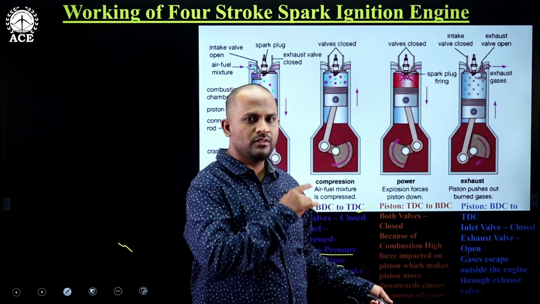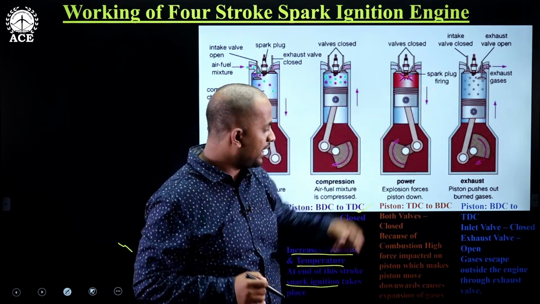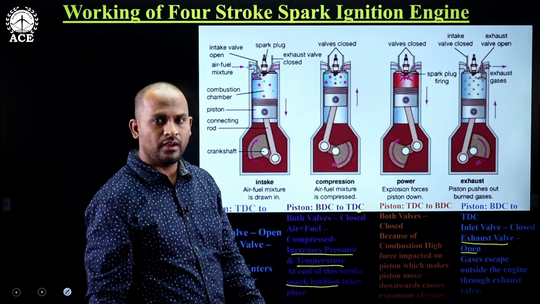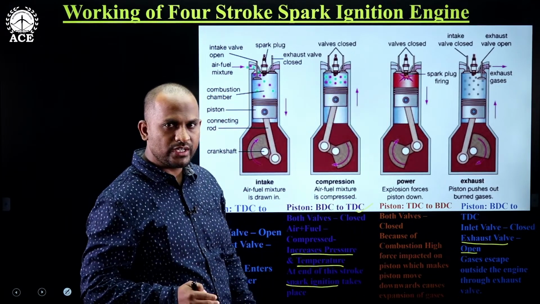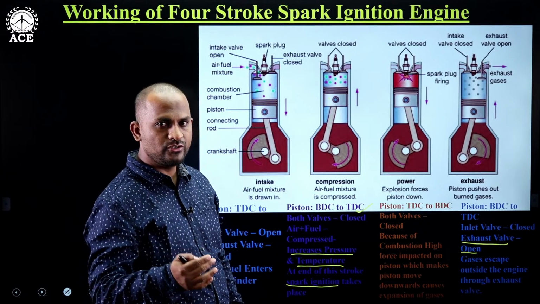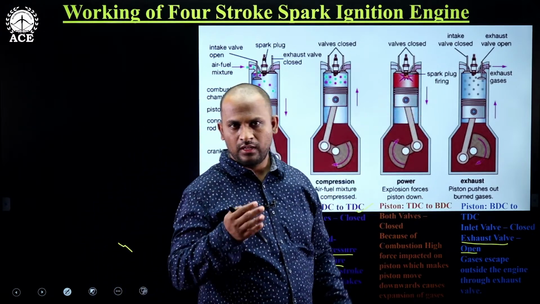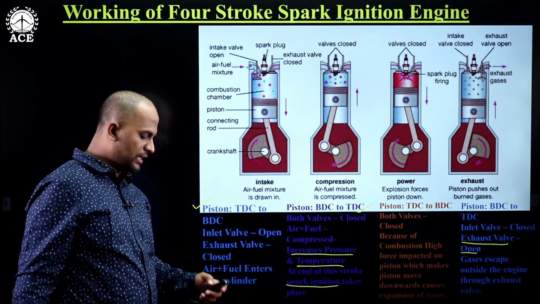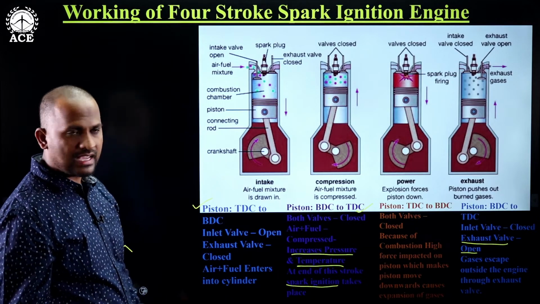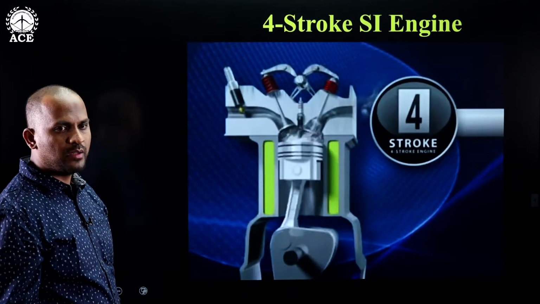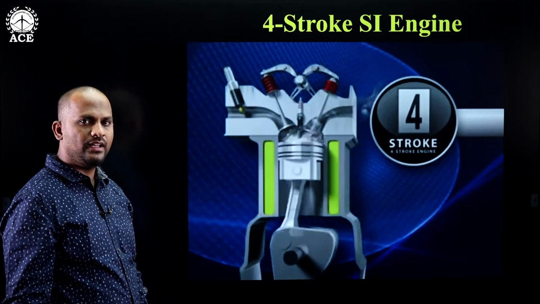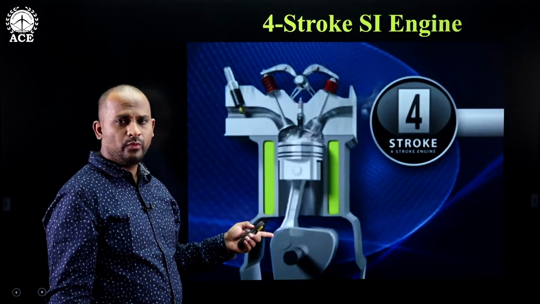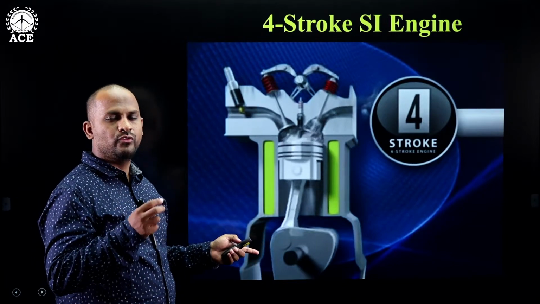With respect to valve position, the inlet valve is closed and the exhaust valve is open. Now gases will be escaping outside the engine, and when the piston reaches the TDC point, the exhaust valve will be closed. Again, the inlet valve will be open. Now this is the working of a 4-stroke SI engine. Now let us see a small animation video so that we can get a clear-cut idea of how an engine works. Here we are saying SI engine or a 4-stroke SI engine.